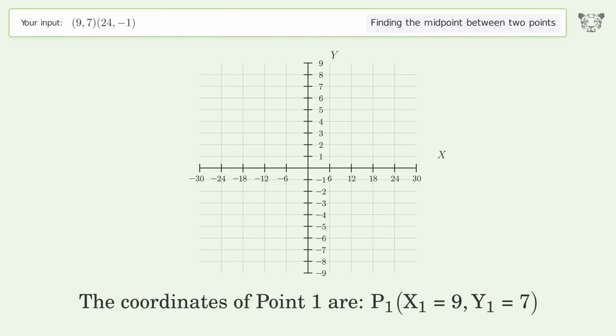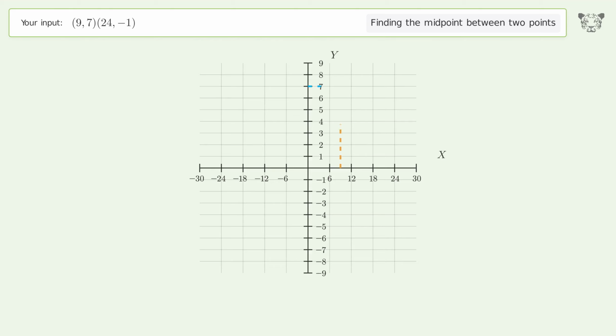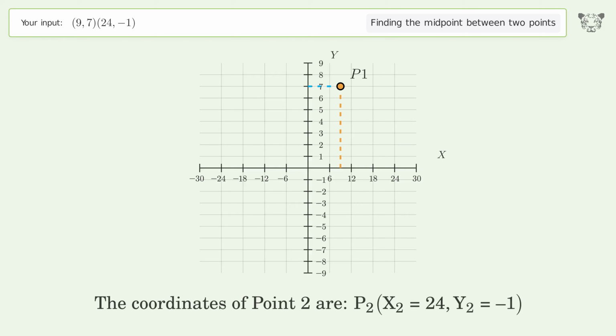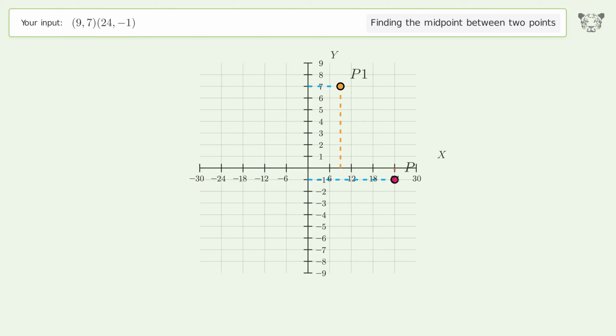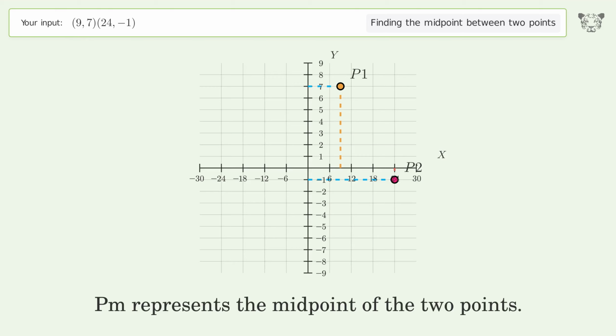The coordinates of point 1 are x1 equals 9, y1 equals 7. The coordinates of point 2 are x2 equals 24, y2 equals -1. PM represents the midpoint of the 2 points.